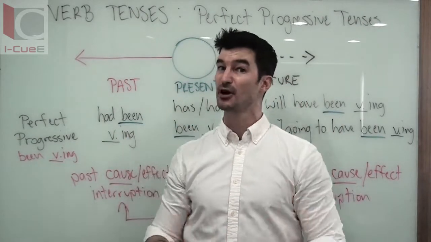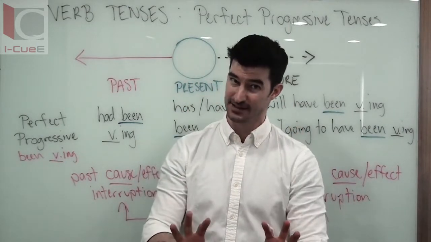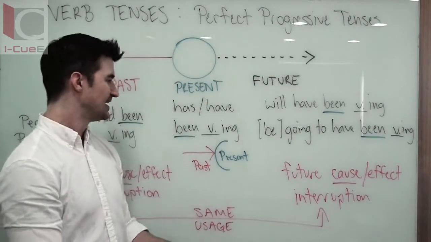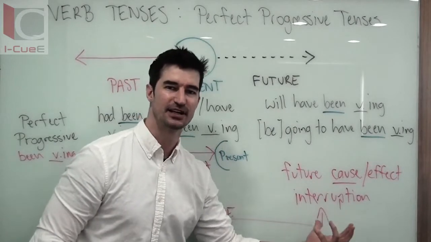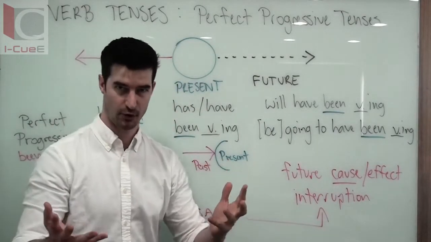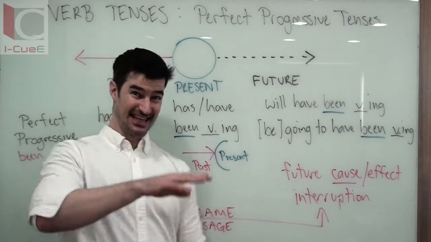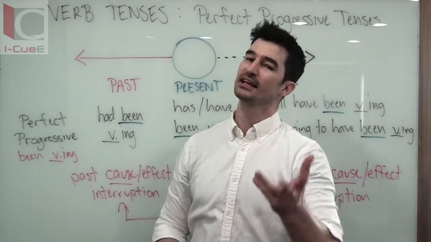The thing to remember about the perfect tenses is that the present perfect tense is a little different. So in the present perfect progressive tense, it's not used to necessarily show cause and effect or interruption. What the present perfect continuous is used for is to show a past action that is leading up to the present. So, let's look at some examples.